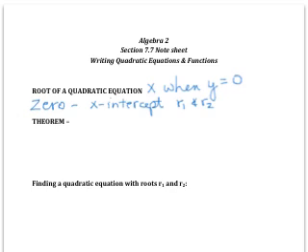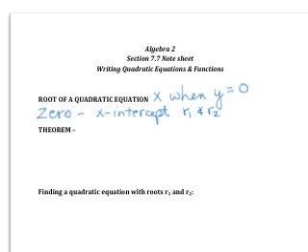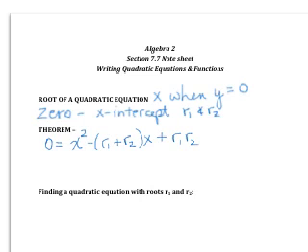Now we have a theorem with this that involves the roots. The theorem is 0 is equal to x squared minus the sum of the roots times x plus the product of the roots. And that will create a quadratic equation.